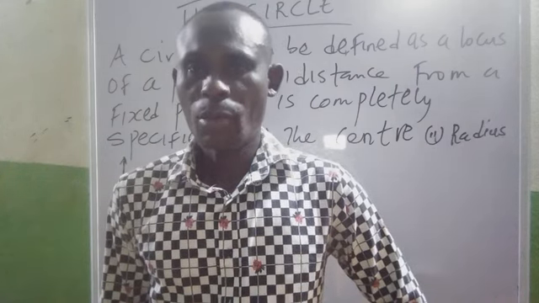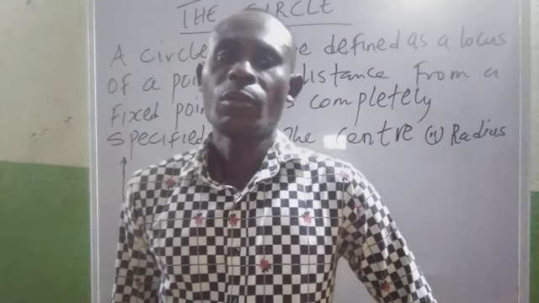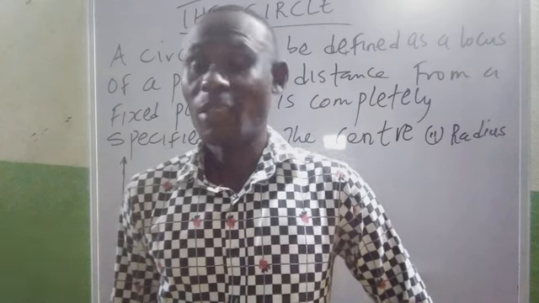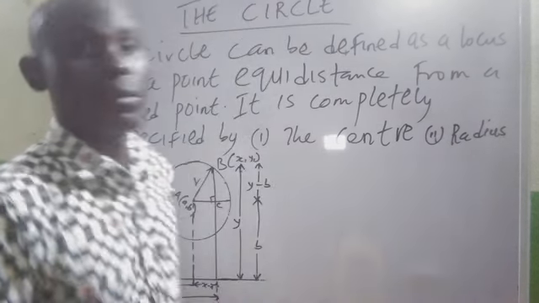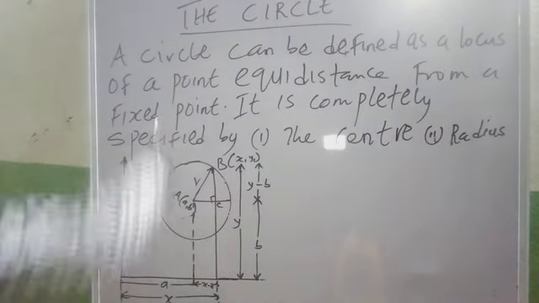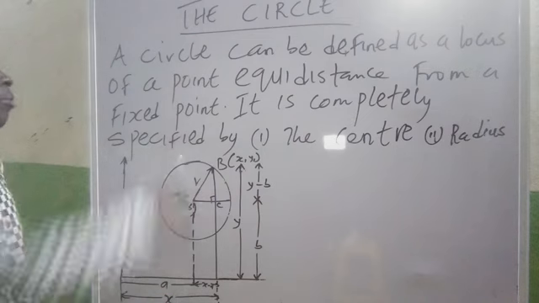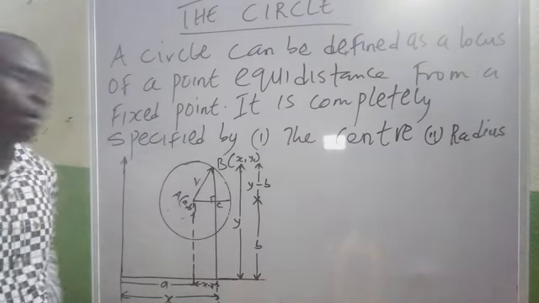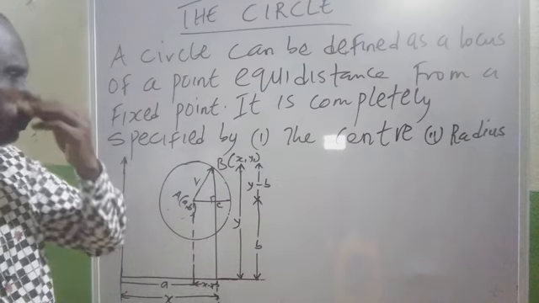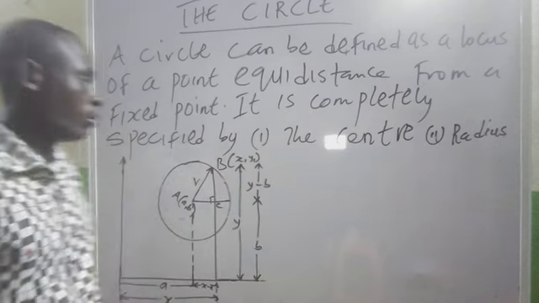Today we are looking at conic sections, another conic session. Our emphasis is the study of the circle. We say that a circle can be defined as the locus of a point equidistant from a fixed point, and we can completely define a circle by its center and radius.